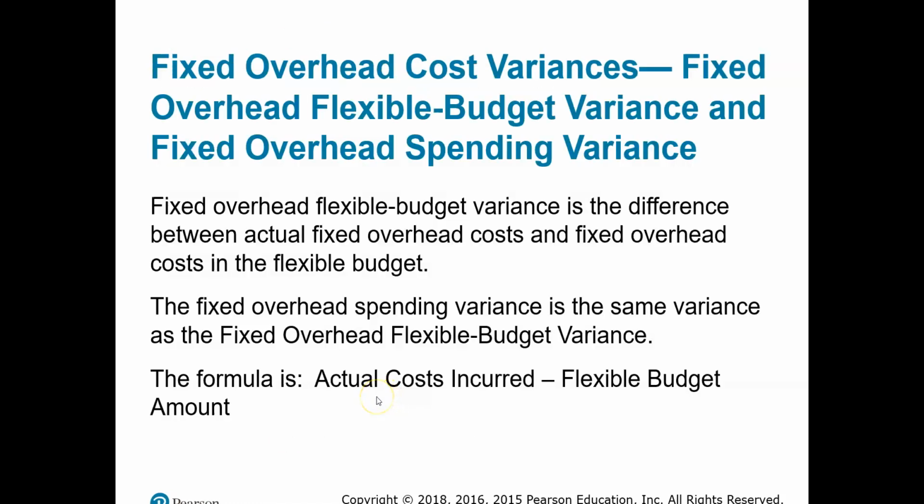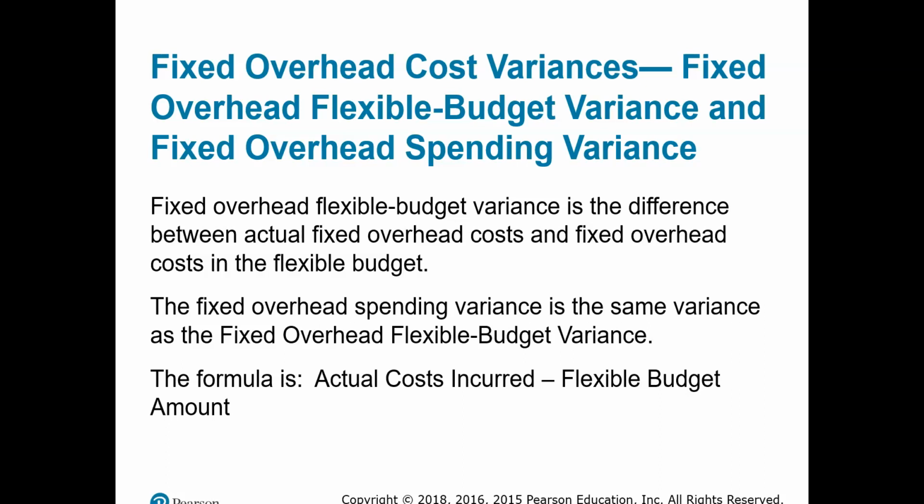Now, fixed overhead cost variances are a little bit different. The fixed overhead spending variance is going to be the same as a flexible budget variance. Why? Because those costs, as long as they're within that relevant range, should not change. That's why our flexible budget is the same as our static budget. So the only difference is with fixed overhead, there is no efficiency variance. It's only a cost or spending variance.